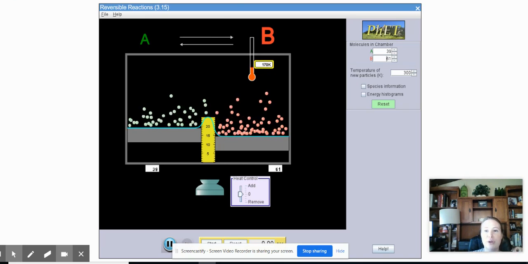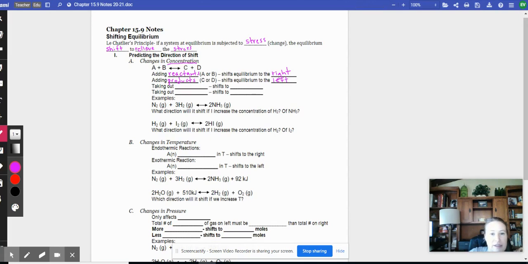So if you remove something, taking out reactants will shift to the left where the reactants are. Taking out product, like we were just talking about, if we remove products, it's going to shift to replace those products that we removed. So it shifts to the right.